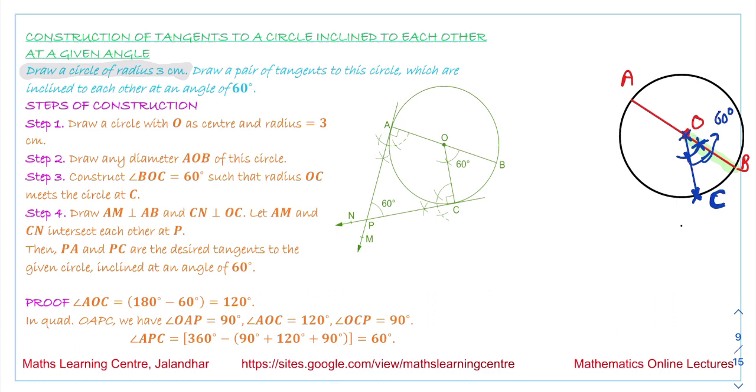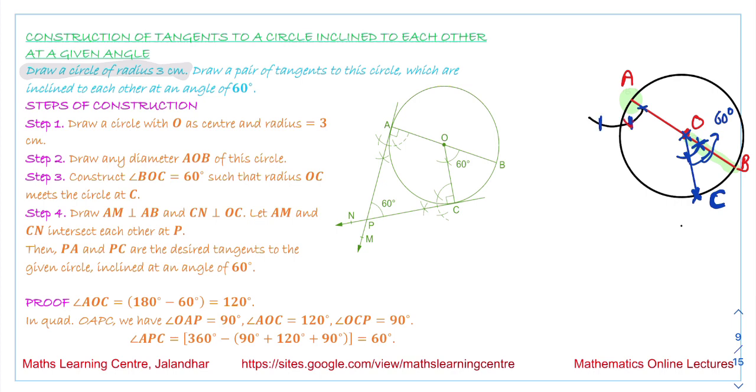Now if we draw the tangents at these 2 points A and C, then they will meet at some point P, and at that point those two tangents will make an angle of 60 degrees. To draw the tangent at this point A, we are going to draw an angle of 90 degrees. To draw the angle of 90 degrees, we construct an arc over here. Then by keeping the compass at this point, we construct an arc over here, and another arc over here.